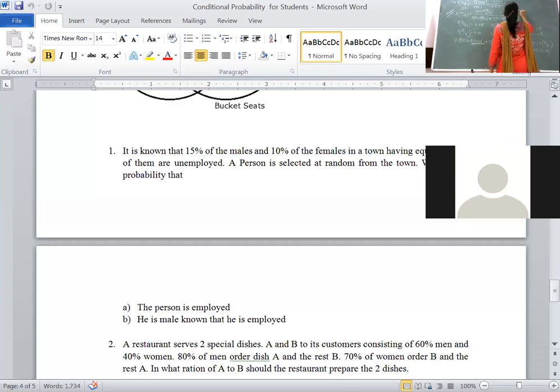Probability that the person is male is 0.5. Here E given M is 0.85, upon, the numerator will come as it is, 0.5 into 0.85, plus probability that the person is a female is 0.5 into E given F is 0.90. If you solve this, you will get 0.486. Anyway, the problem you can solve.